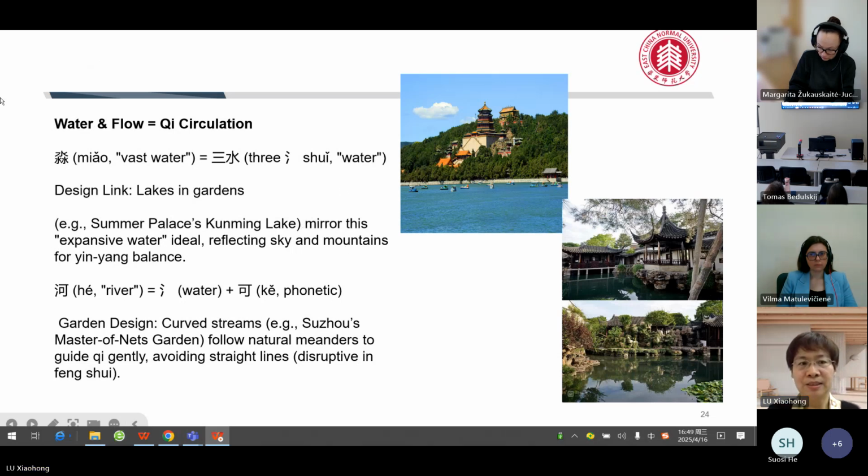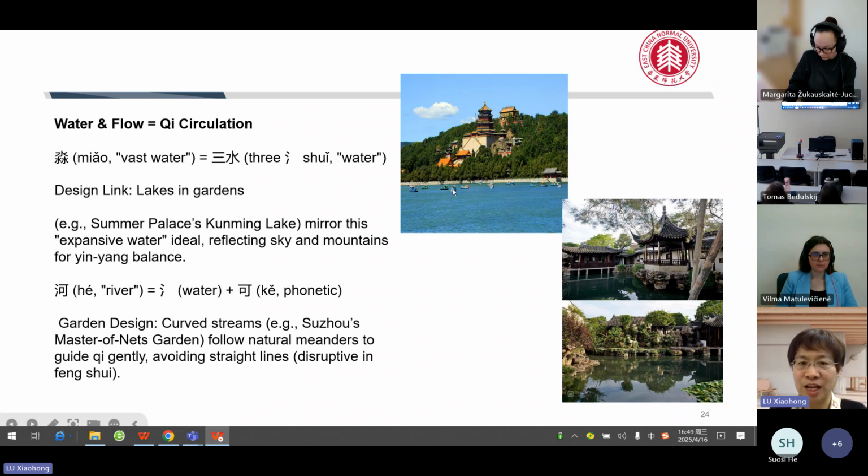And another is water and flow. Here is the word miao. Miao with three waters, you can guess the meaning, a lot of water, right? Three waters indicate a lot. So miao means vast water.